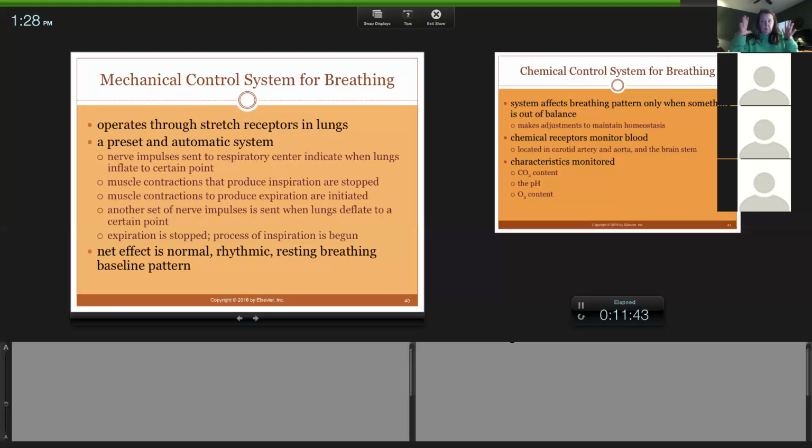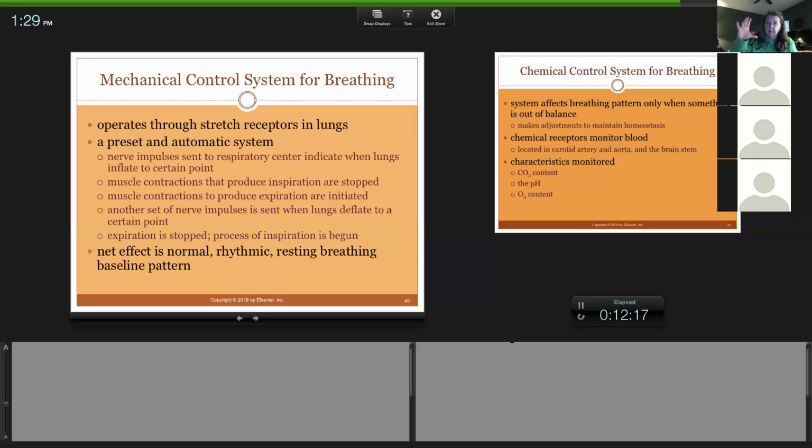When the stretch receptor says you're too big, then the exhalation muscles, which are your internal intercostals and your abdominal muscles, are triggered, and then the animal is going to exhale, and that's going to initiate those to deflate. Now, on the flip side, when the lungs compress to a certain size, there is a stretch receptor that detects that they're small. The size is decreased. It's going to trigger, and then inhalation is triggered.